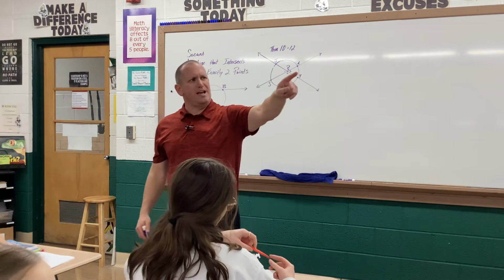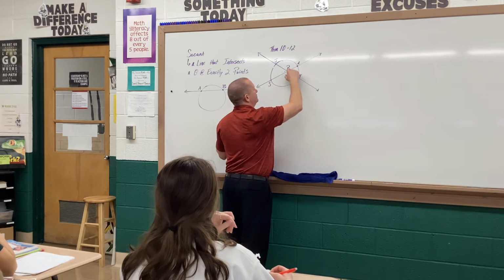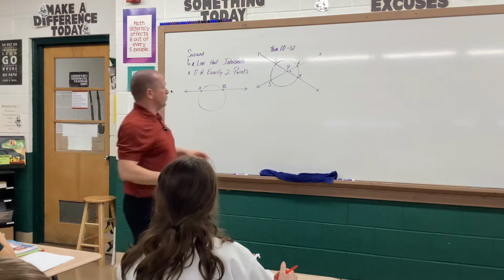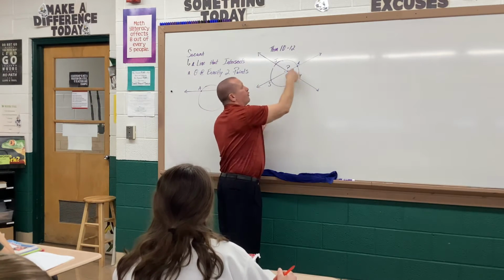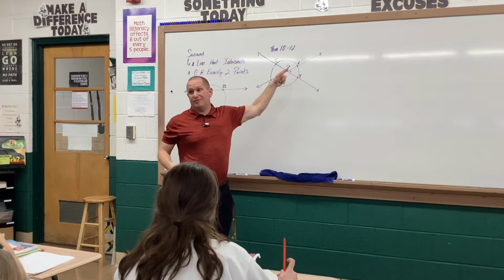So it says, the measure of the angle formed. Let's look at just 1 and 3. I'm going to erase 2 and 4 so we don't get confused. I'm just looking at 1 and 3. When we drew these two lines, we formed those two angles. Good with that? Okay? The measure of that angle.